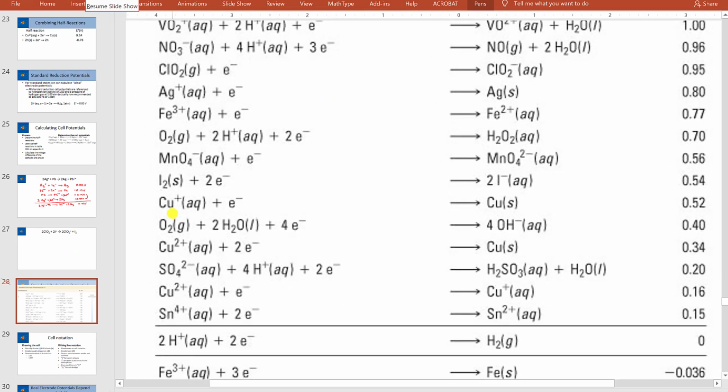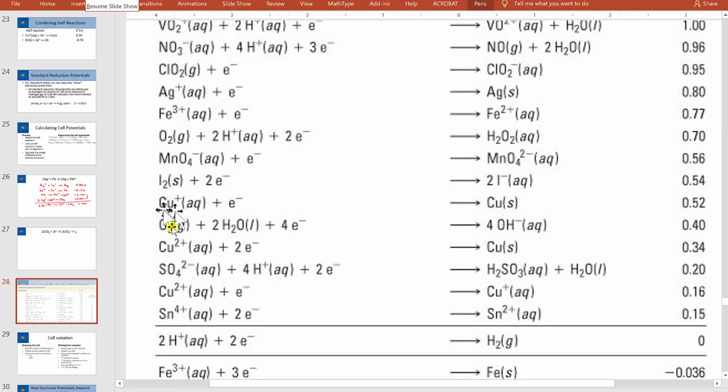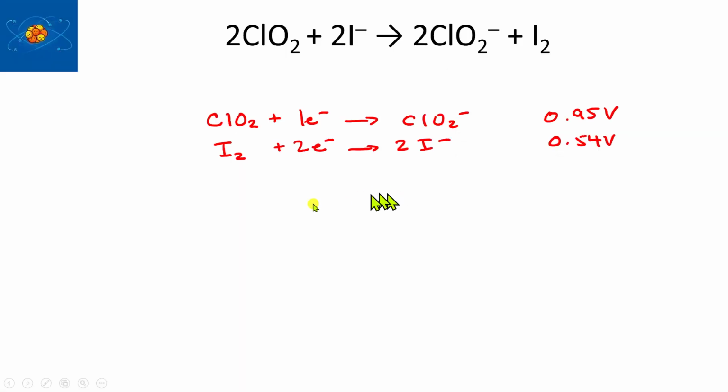It's right here. My mouse is not showing up. Hang on. There it is. So here's my I2 reduction, 0.54 volts. So let me transpose that over. So those are our two standard reductions, and what you'll notice pretty quickly is this has to be flipped, right? So I'll go ahead and flip that one.